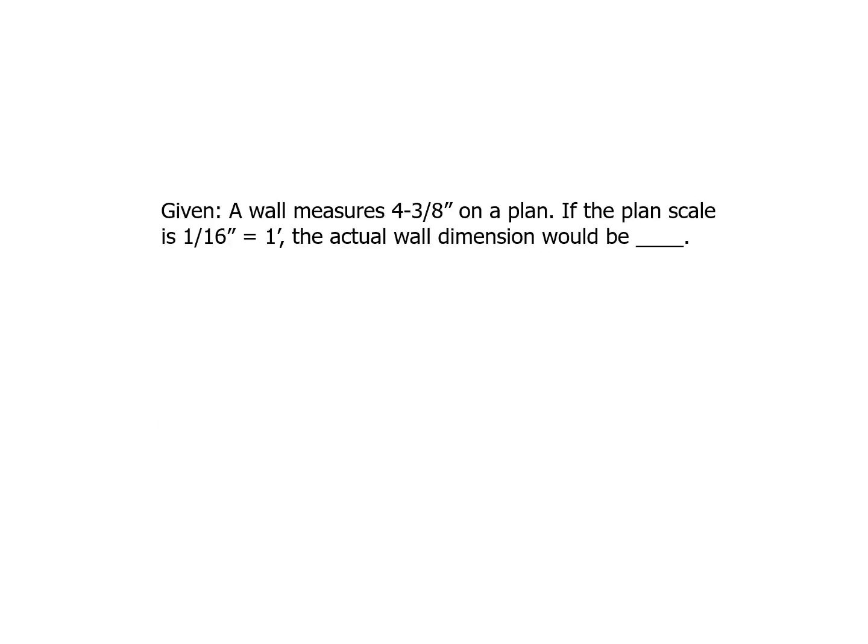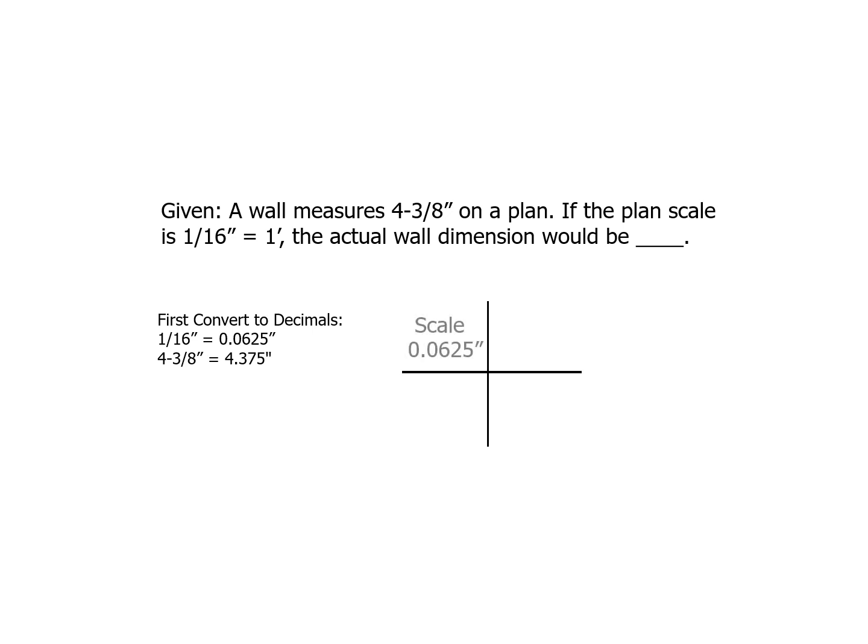Now, this is just a quick mathematical calculation to scale. A wall measures 4 3/8 on the plan. If the plan scale is 1/16 of an inch equals 1 foot, what's the actual dimension of the wall? Well, this is where a lot of people jam. To me, I always just tell them, listen, put everything in a proportional format. I know that 1/16 of an inch, remember 1 divided by 16, is 0.0625. 1/16 of an inch is equal to 1 foot in actual length.